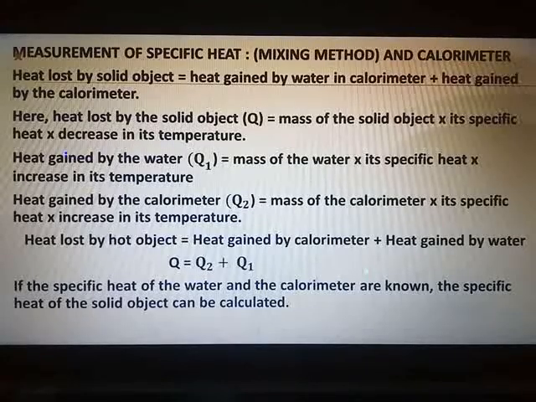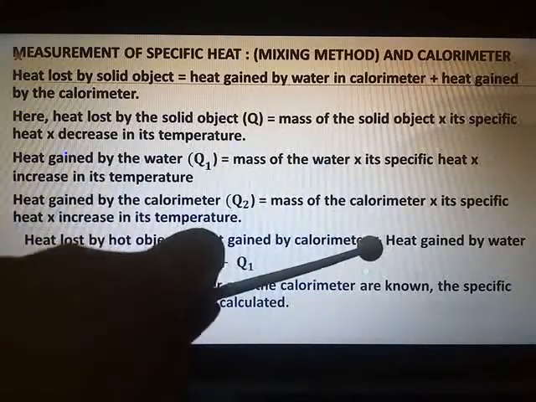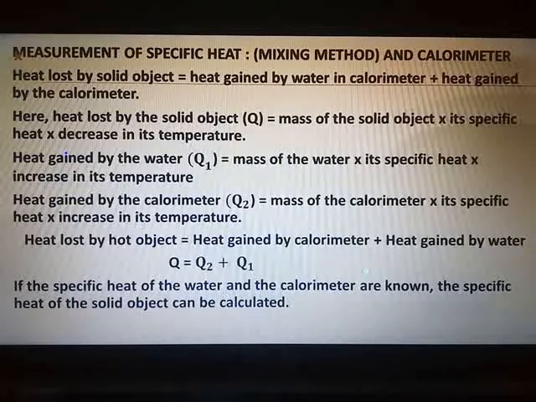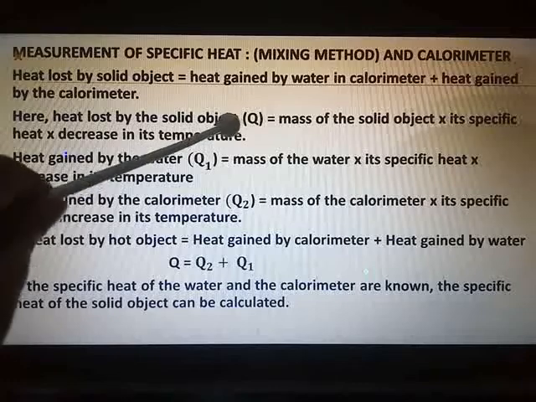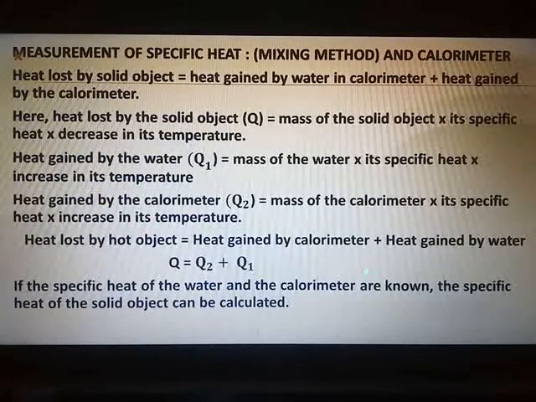So here you can say that the heat lost by the solid object, that is the hot object immersed in water, is gained by the calorimeter plus the water inside the calorimeter. So capital Q, the heat lost by the solid object, is equal to Q2 plus Q1.